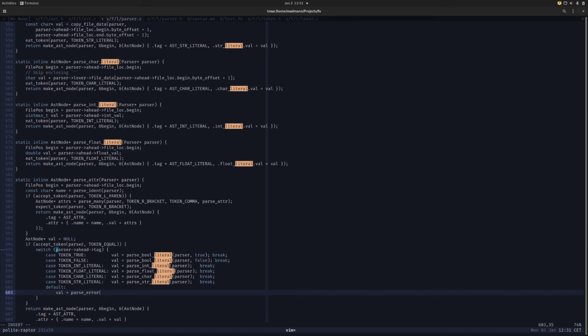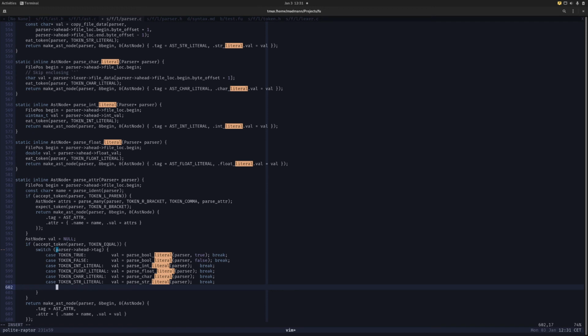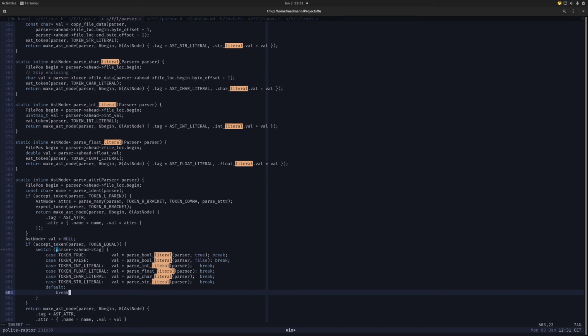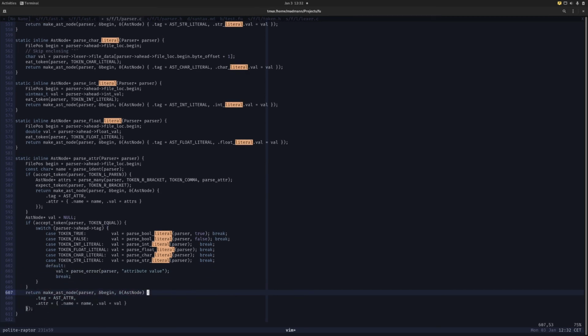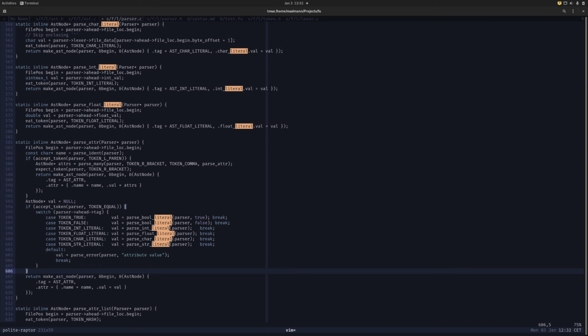Or maybe I just leave it at that and do nothing. It's the simplest way. But if I do this, this would allow me to write equals and then nothing and then a semicolon, which is not okay. So I need to say something like val equals parse error, parser attribute value. That should basically be it, more or less.